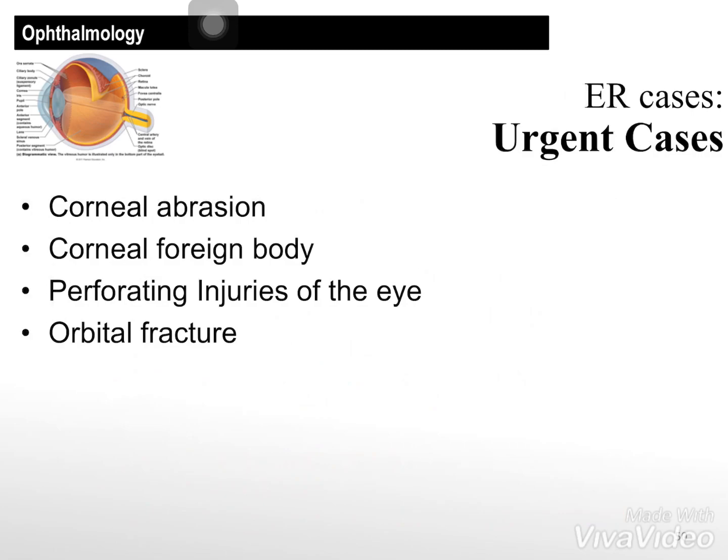So in summary, we have discussed the recognition and differentiation of the clinical presentations of various orbital trauma to the eye, from foreign body to abrasions up to globe rupture and orbital fracture.